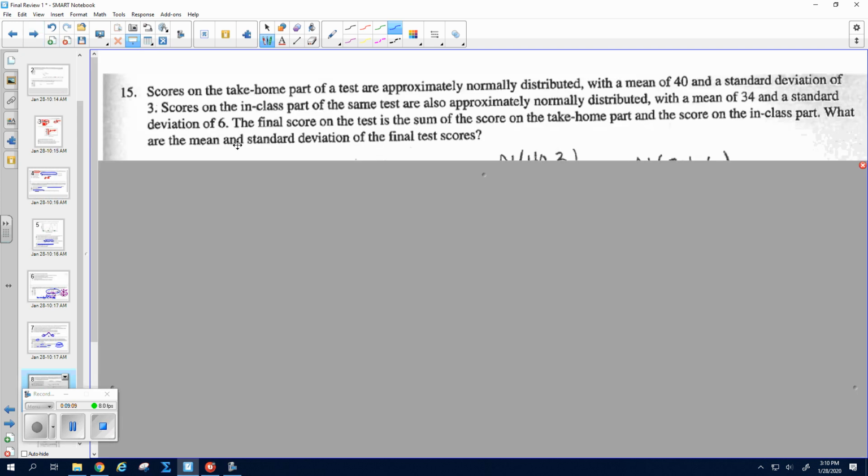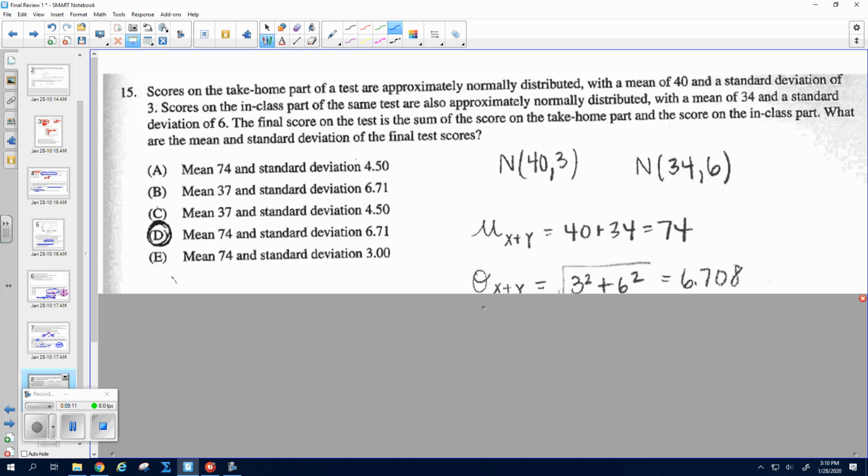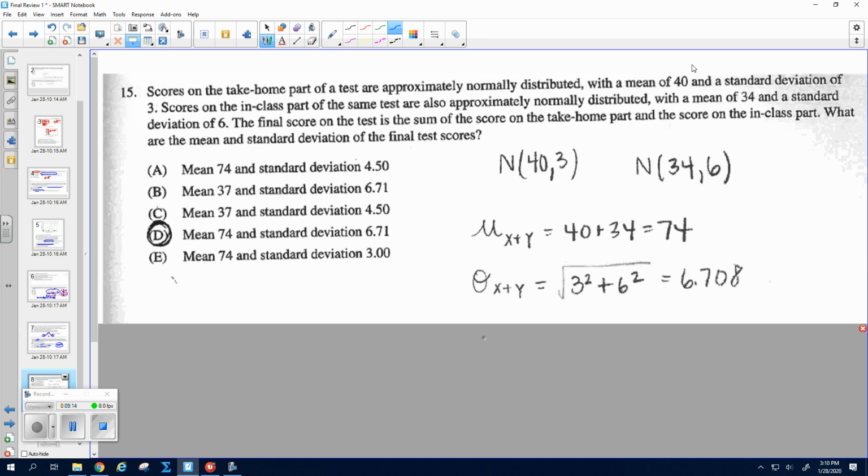Number 15. So remember, you are allowed to just add the means. So you add the two means together and you get 74. However, you're not allowed to just add standard deviations. In order to add standard deviations, you have to add their variances and take the square root. So it's the square root of 3 squared plus 6 squared, which gives you D.